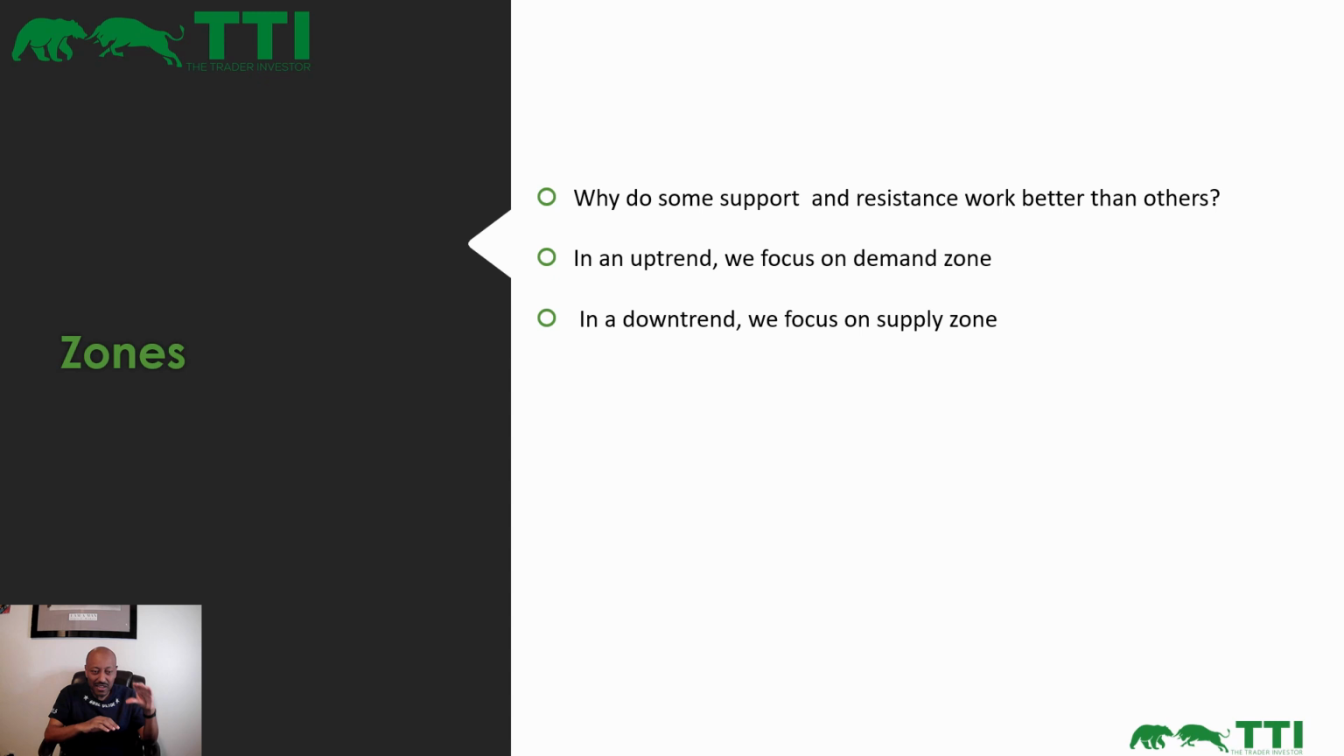So once we understand demand zone is where we accumulate, supply zone is where there's distribution, we want to focus on those areas depending on the trend we're in. If we're in a very strong downtrend, we want to come up to some distribution area and go back down. If we're in a strong uptrend, we want to come down to an accumulation area and go back up. So that will be our focus.